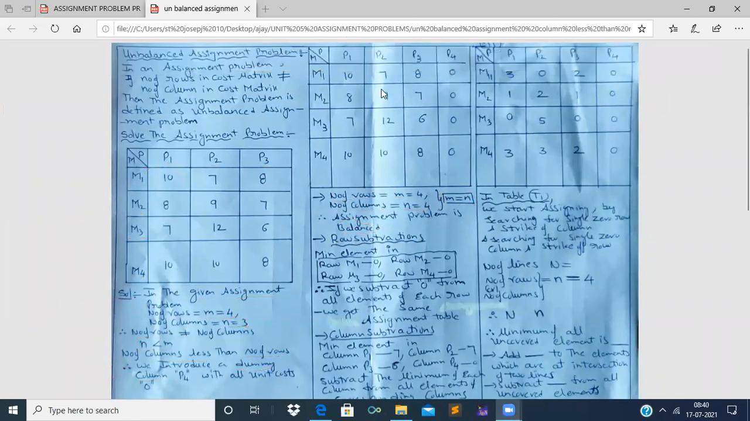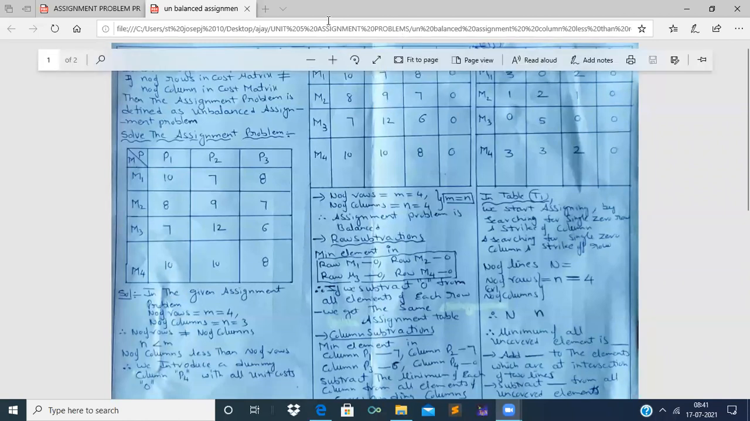See here, while performing row subtractions, we have to search for the minimum element in the first row. In the first row, second row, third row, and fourth row, the minimum elements are zeros, right? The minimum element in row M1 is 0, row M2 is 0, row M3 is 0, row M4 is 0. So if we subtract 0 from all the elements of each row, we get the same assignment table, right?